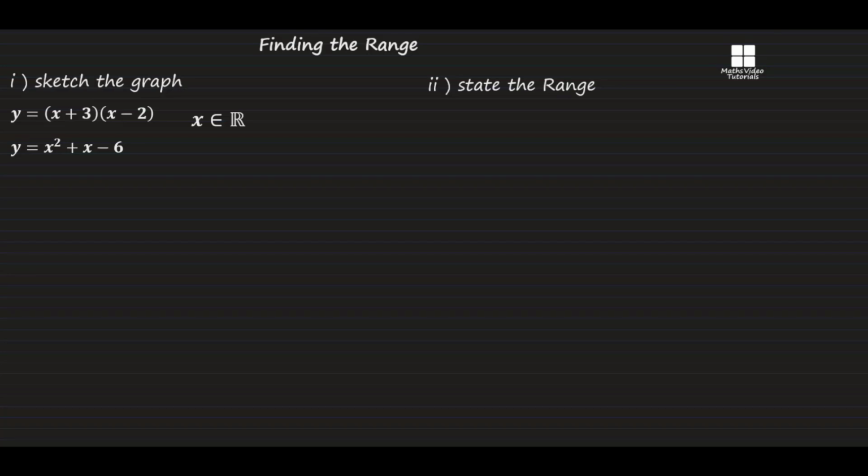Before answering the question in front of us, I would like to go through the basics of sketching quadratic graphs. A quadratic graph comes in the form y equals ax squared plus bx plus c, where a, b, and c are constants. The graph of any quadratic function is also called a parabola. They come in two different shapes, either the U shape or the N shape.